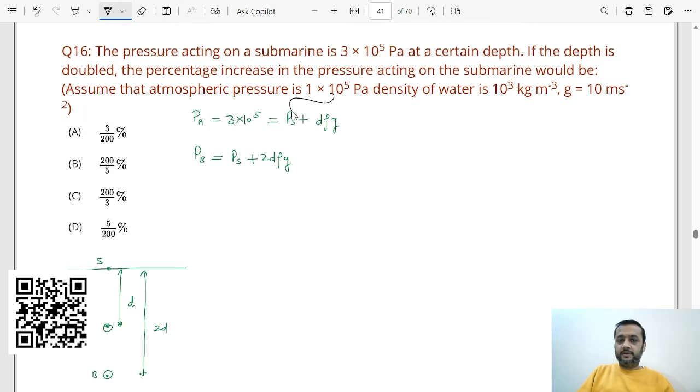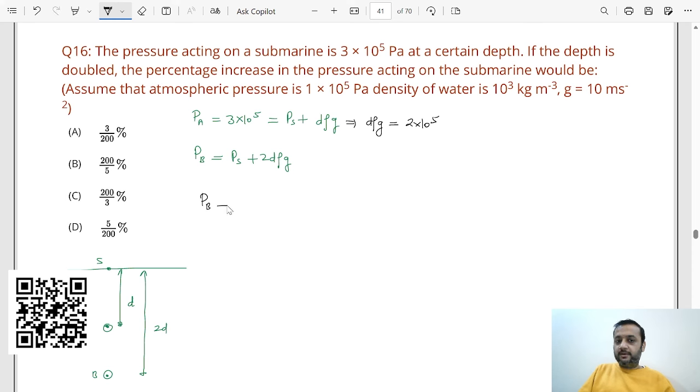If I put this value as 10 to the power 5, then d rho g will become 3 into 10 to the power 5 minus 10 to the power 5. That means this will become 2 into 10 to the power 5. And once again, we can put the value of P surface, and the value of d rho g here.